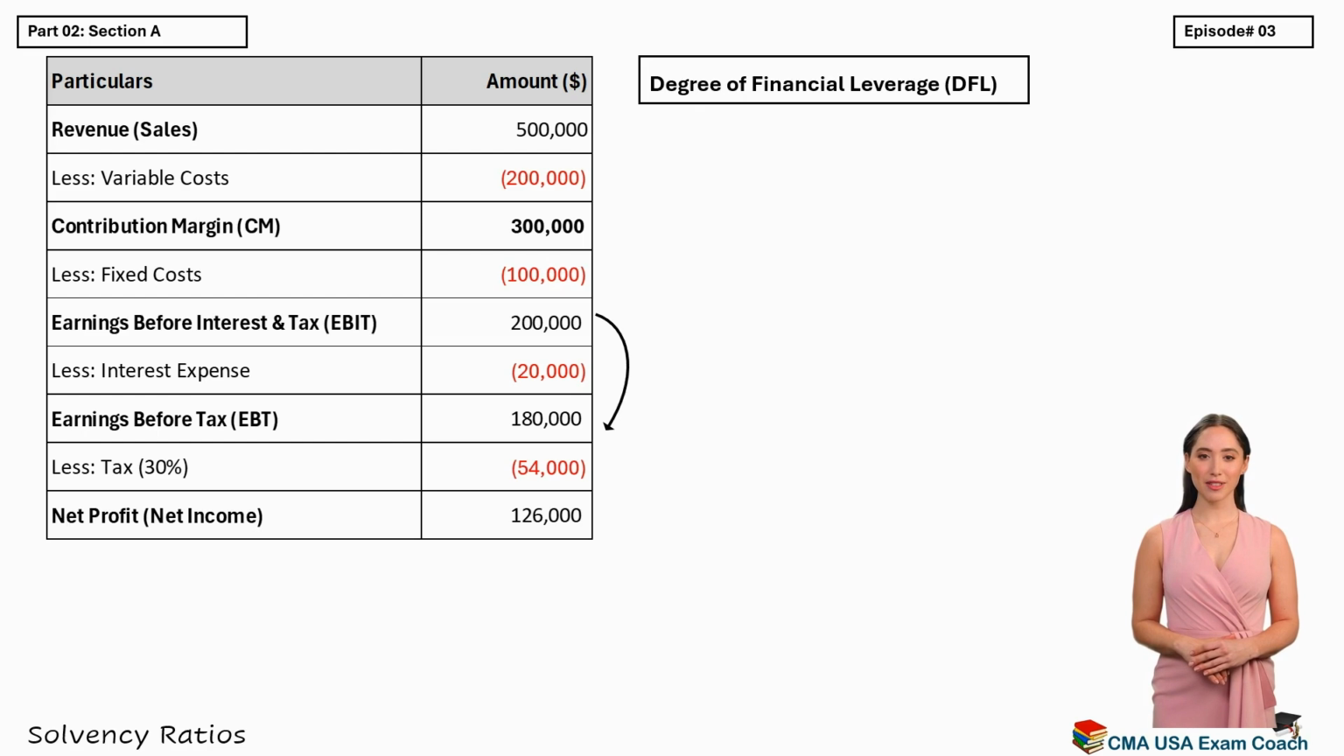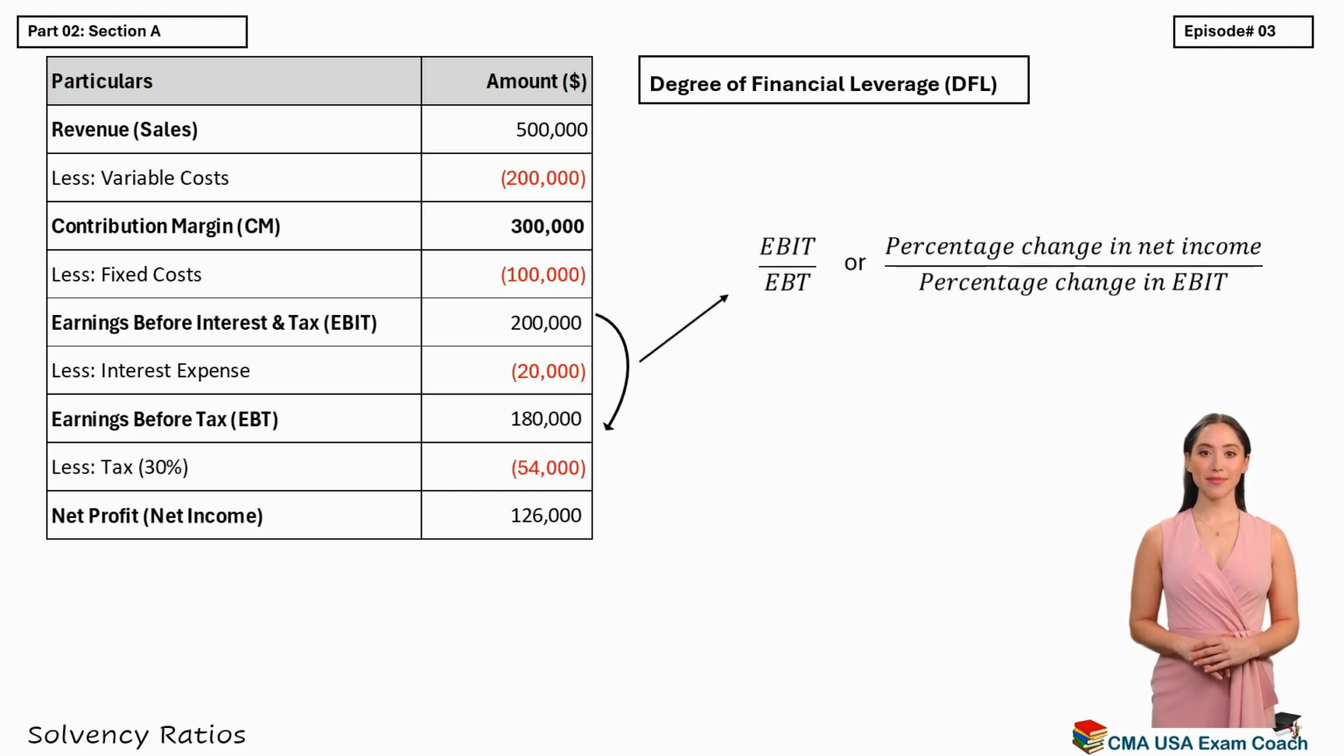Formula for degree of financial leverage. DFL equals EBIT divided by EBT. Since EBT, earnings before tax, equals EBIT minus interest expense, this formula shows how much of the company's earnings are available after covering interest payments. Alternatively, another way to calculate DFL is percentage change in net income divided by percentage change in EBIT. This tells us how net income responds to changes in operating income. Notes: DFL tells us how well a company covers its interest expenses and how debt impacts profitability. A higher DFL means higher risk, but also greater profit potential if EBIT increases.